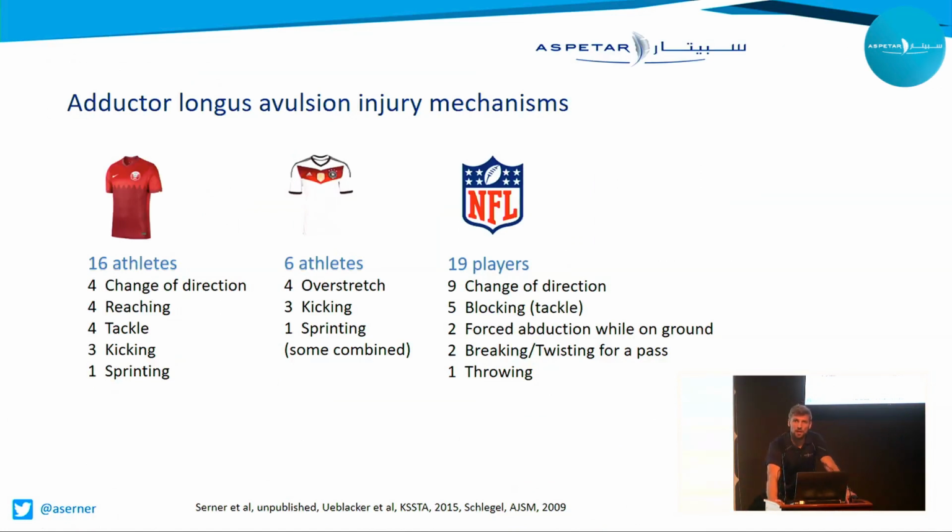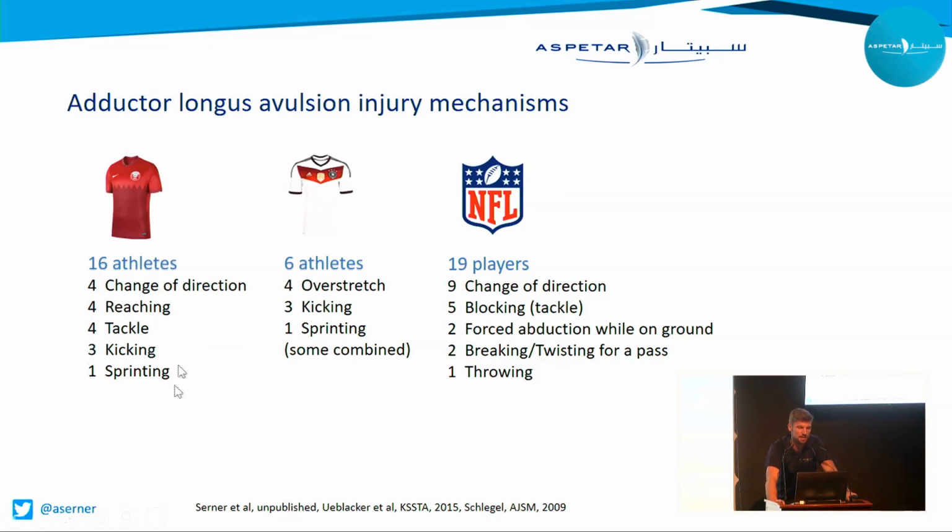Unfortunately, there's not a lot of research explaining to us where the most common injury mechanisms are. In our cohort, we had 16 athletes as part of one of our studies. We can see that the majority were in change of direction, reaching or tackle movements. So these are closed chain movements, but also kicking and sprinting, which we would consider open chain movements.